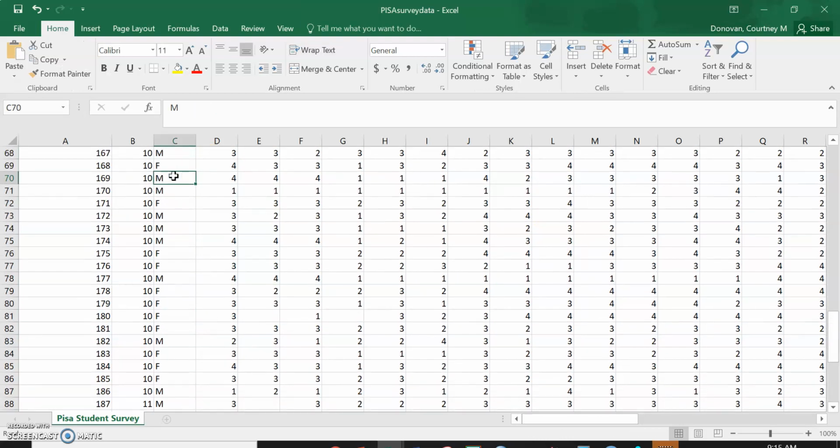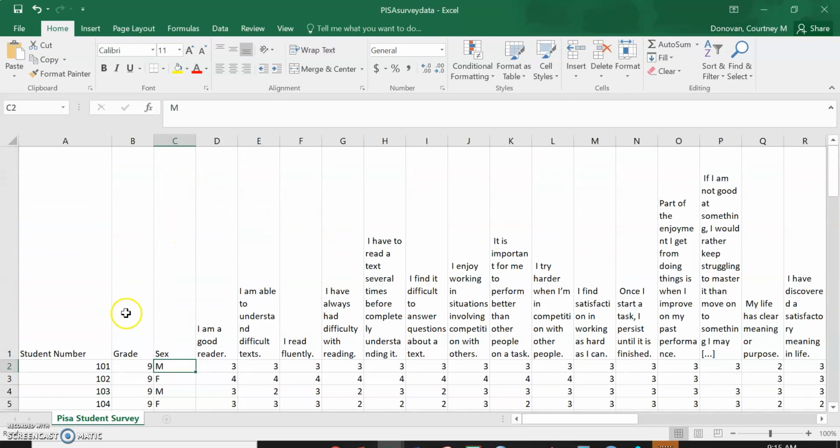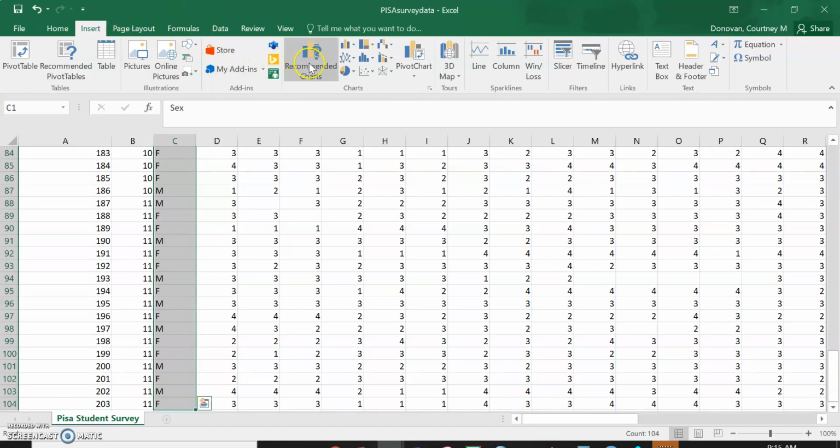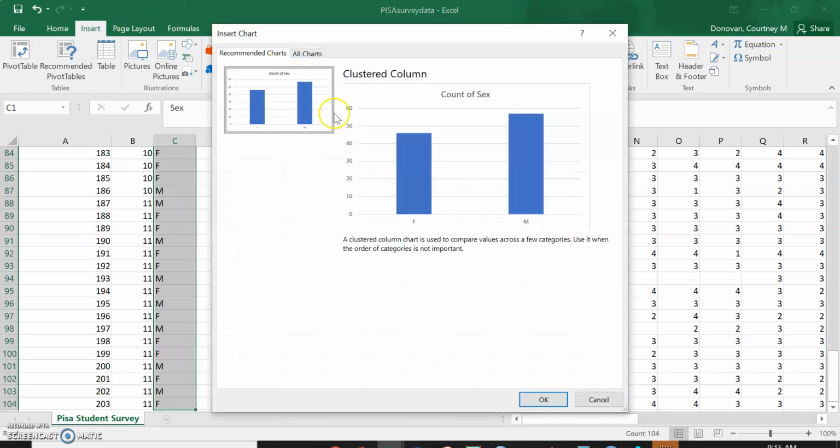Okay, now I also have a couple other things happening. I have grade, so I have 9th, 10th, and 11th grade, and I have male and female. So I can do the same thing here. I can highlight this, go up to Insert and Recommended Charts, and I can see that I'm fairly equal between male and female right here.